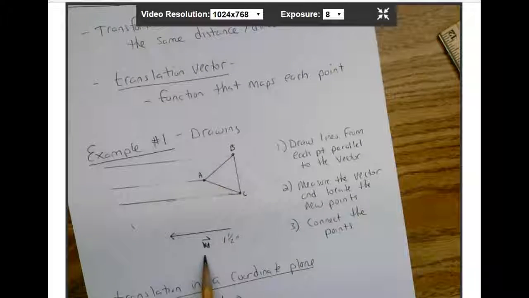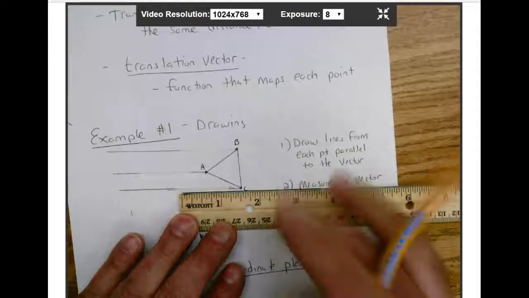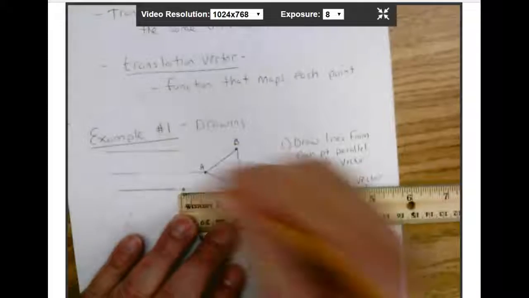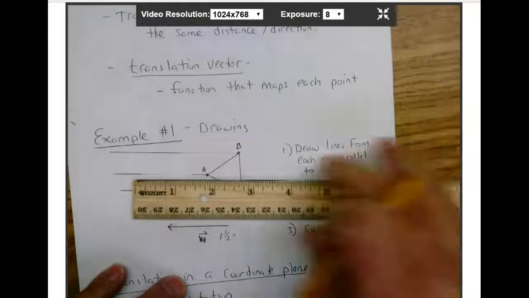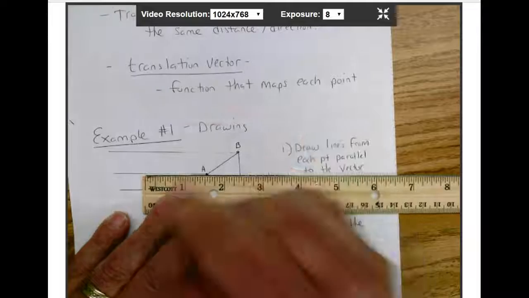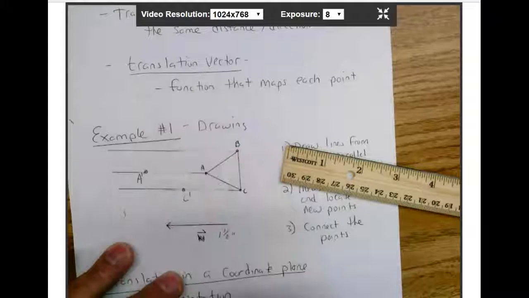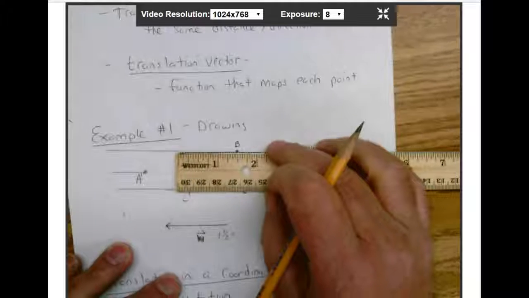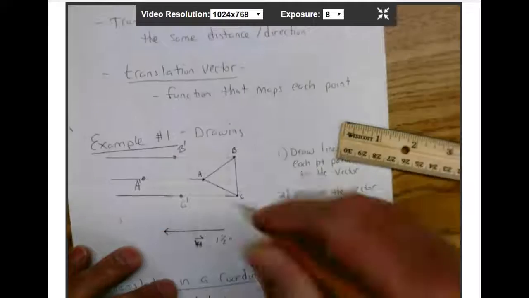Okay. And then we just want to move these points this distance. So we said it's 1.5 inches. So we'll figure out where the 1.5 inches is, and then we'll just label that line. It's right there. That's going to be C prime, the new point. And then this one's going to be 1.5 inches. This one's going to be right about there. That's called A prime. And then B, same distance, 1.5 inches. Put it right about there. And that's B prime.